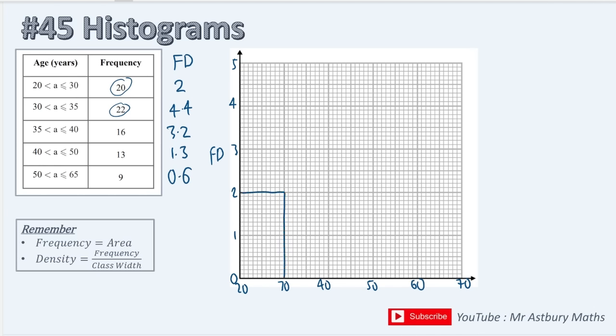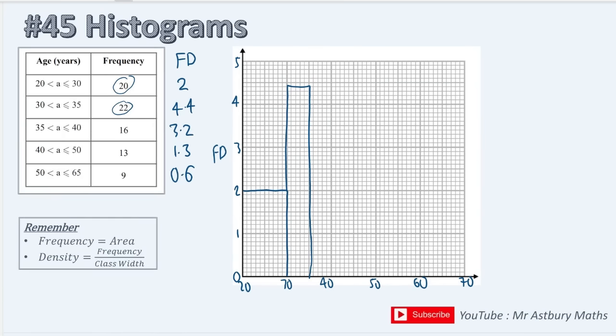So I draw my box like this, and then we've got from 30 to 35, goes up to 4.4. So we go across and then we go down like this. And then we have on 30 to 35 goes up to 3.2. And we have from 40 to 50 is 1.3. So there we go. And then finally we have 50 to 65, which is 0.6.